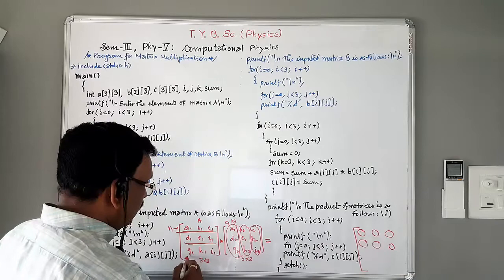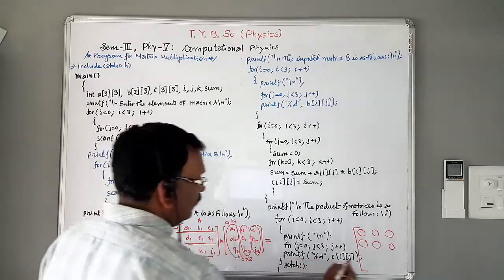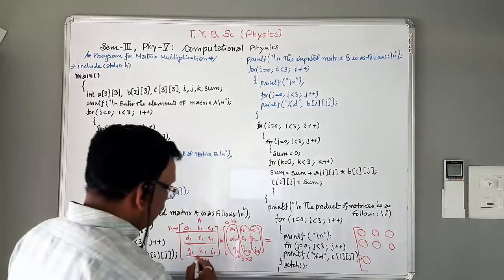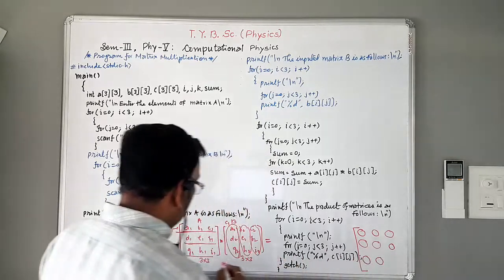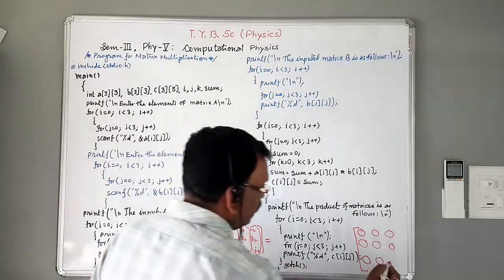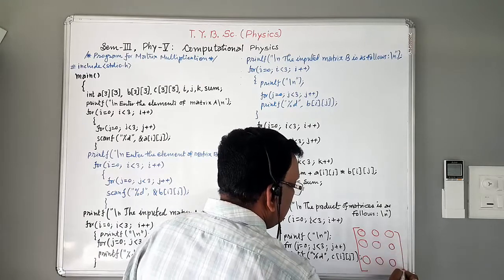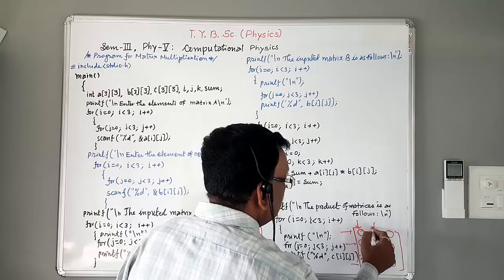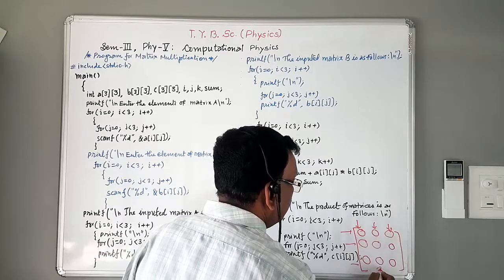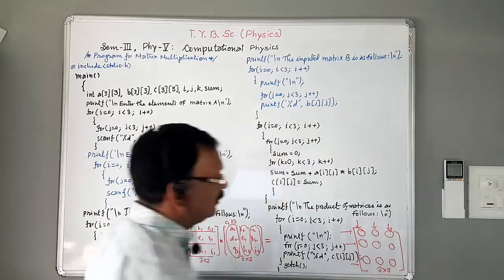And lastly, the third row, first column, put the result here. Then first row, second column, put the result here. And second row, last column, third column, put the result here. Here also, these are three rows and there are three columns. In this way, the resultant matrix is also 3x3.